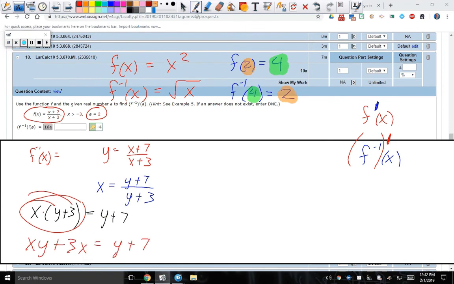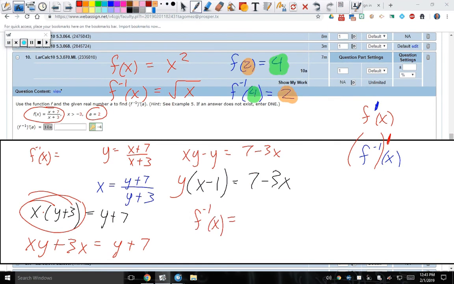So that if I move all the y's to the left, I get xy minus y. And I move everything else to the right, I would get this. And the part that people struggle to see is that GCF piece right here with the y. So that y, otherwise now known as the inverse of f of x, is 7 minus 3 over x minus 1. This is a lot of work. And all we did was get the inverse function. Now we have to derive this.